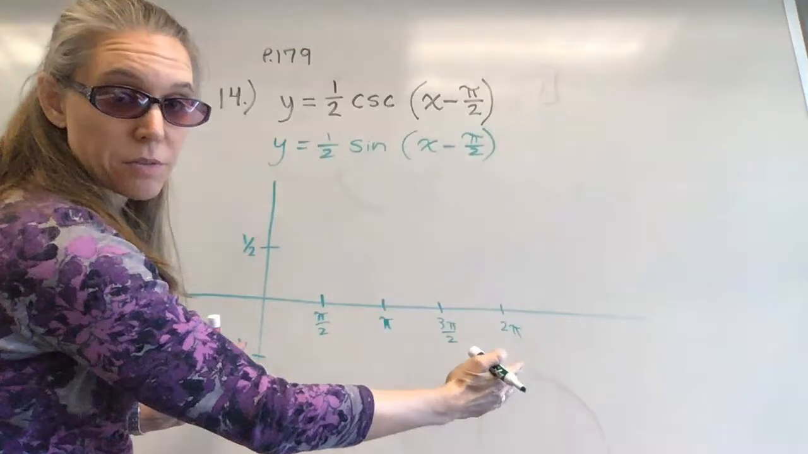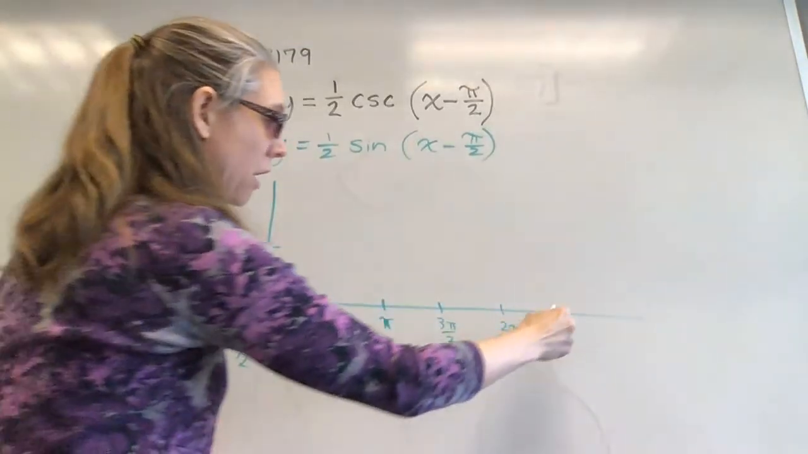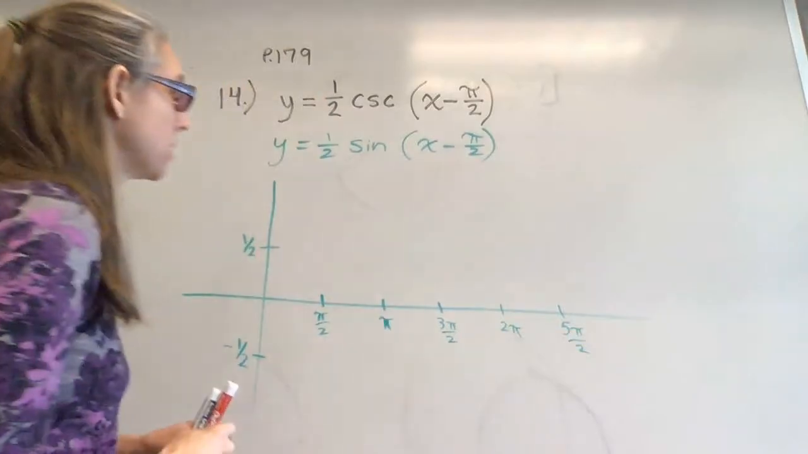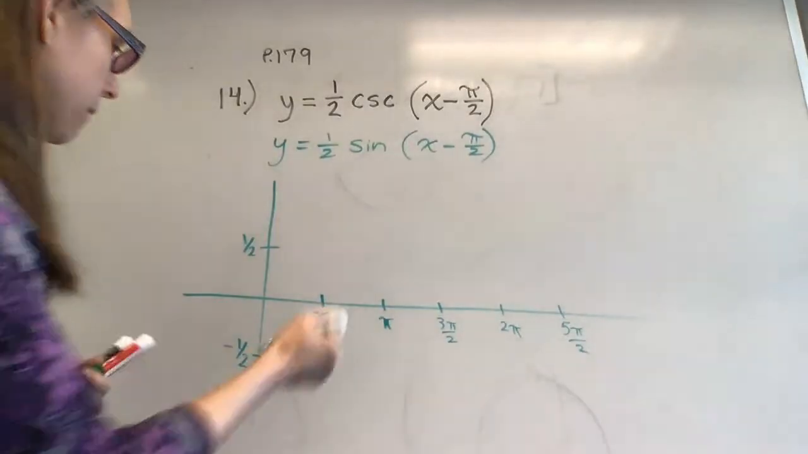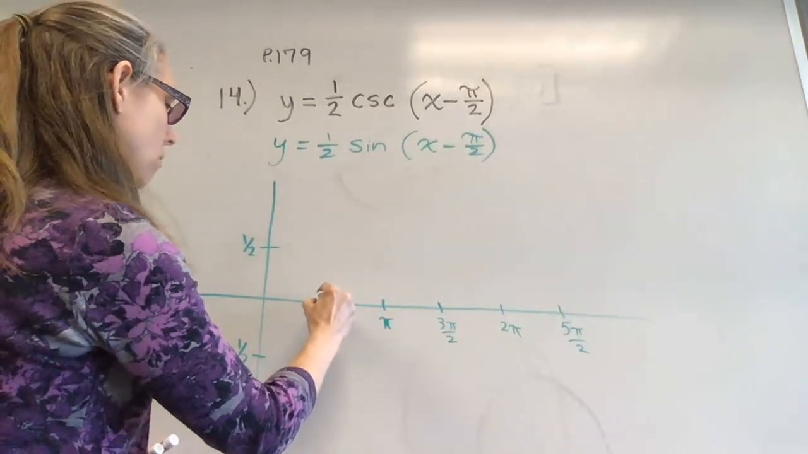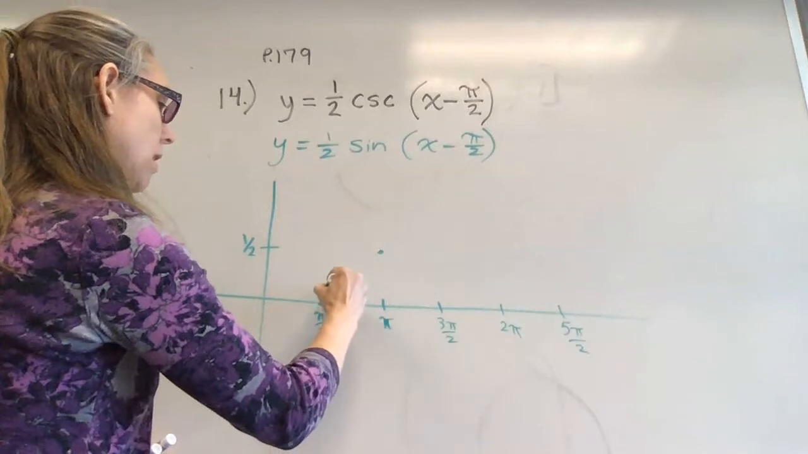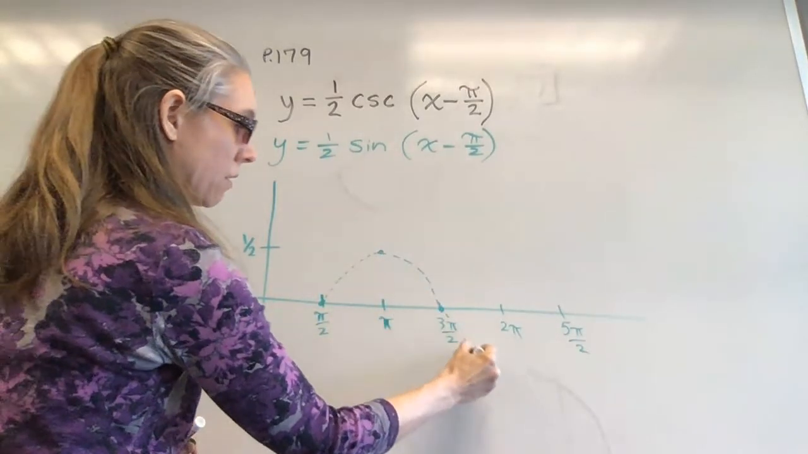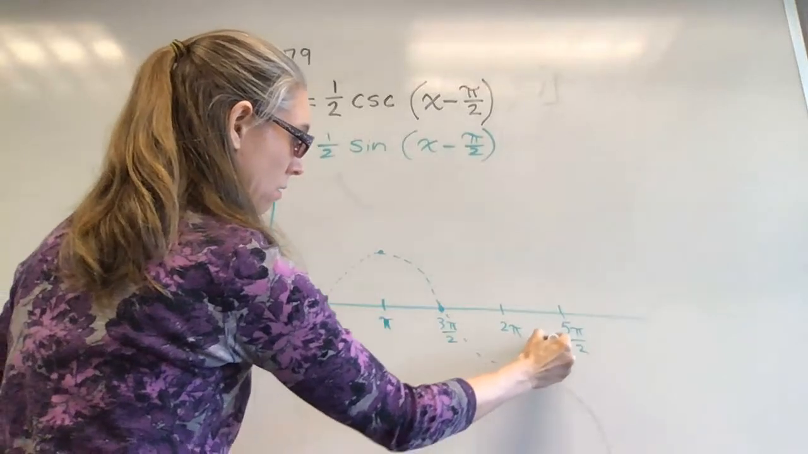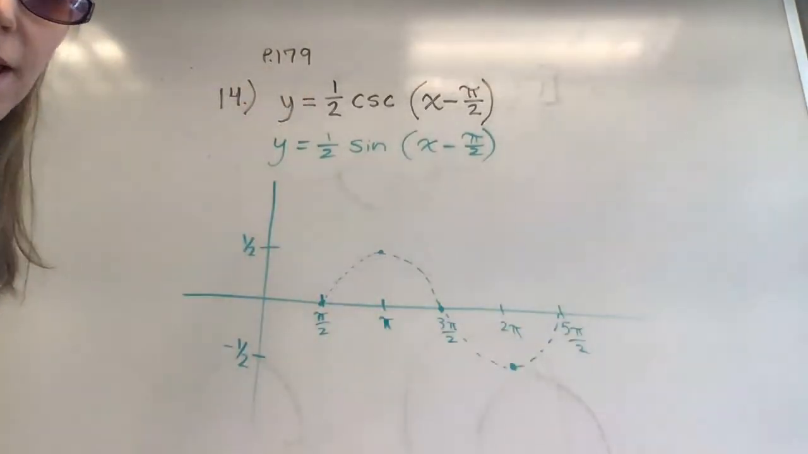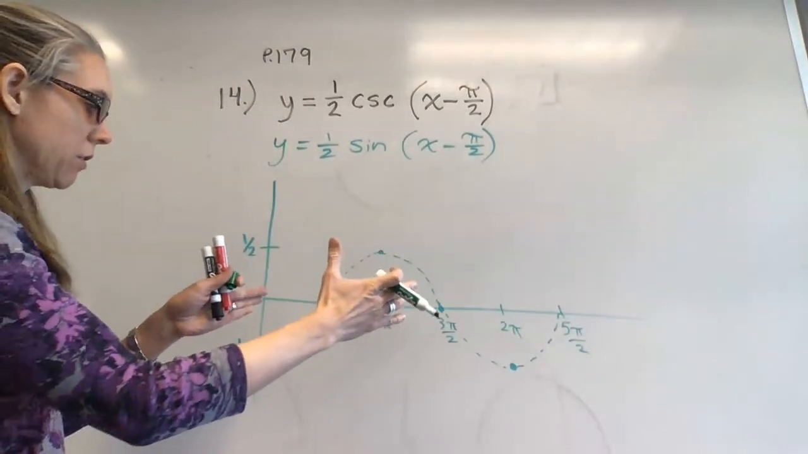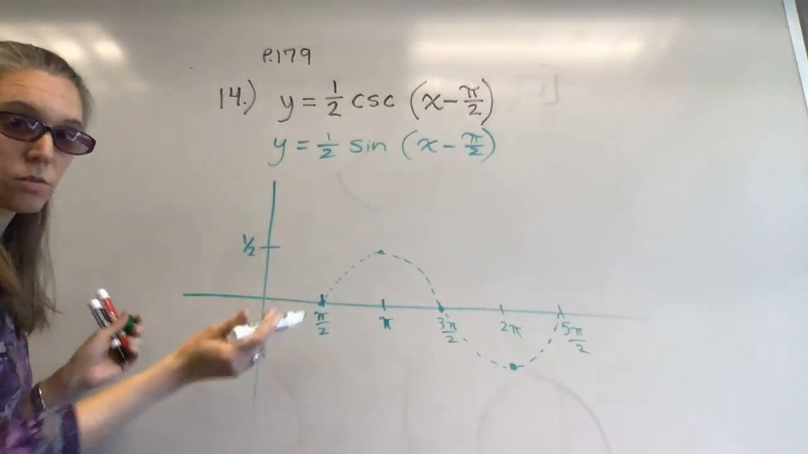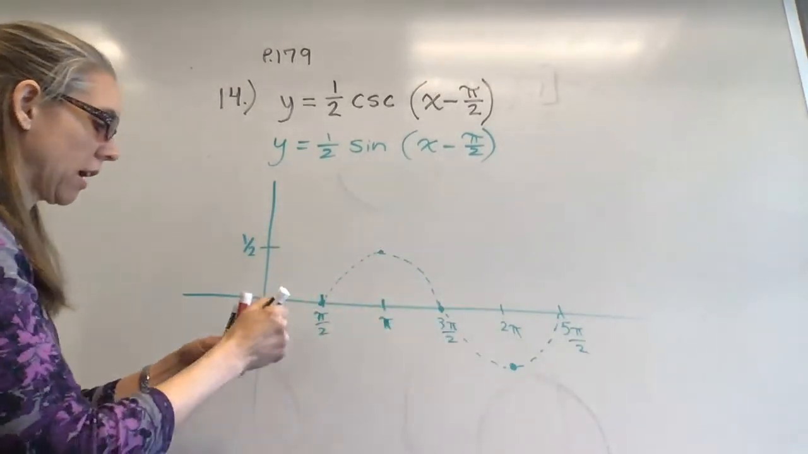You can graph simply from 0 to 2 pi, or you can graph a little beyond that. I'm going to go ahead and go to 5 pi halves, because with this graph shifted to the right pi halves, here's the sine graph shifted to the right pi halves. And if you want to keep drawing it over here, you can. You can connect it as far as you want. If you want to stop right here, you can.